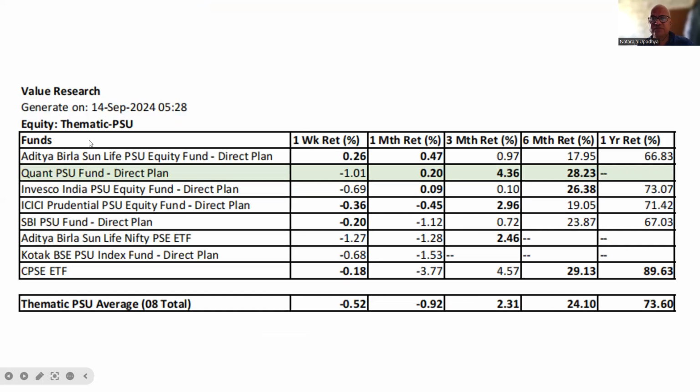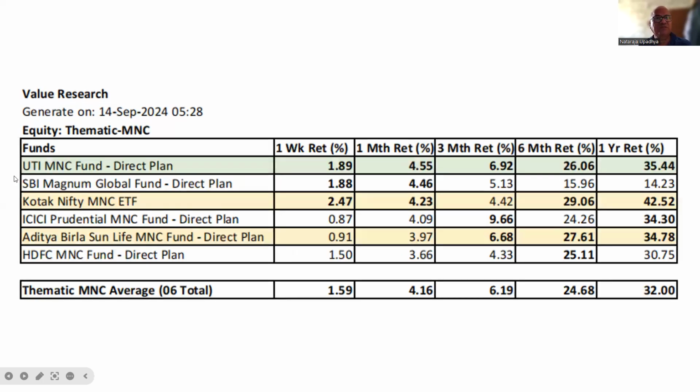Next comes the PSU funds. 8 such funds are there. They didn't do well. Negative returns for the last 1 week, negative return for the last 1 month, very subdued 3 months return of 2.31%, though there is reasonable return on 6 months and 1 year. But of late, they are not doing well. Only one in green, which is Quant PSU Fund, which gave negative return for the week, just above 0 return for the month, and 3 months return also subdued, though 6 months return is looking good. So PSU funds, stay away for some more time until recovery is confirmed.